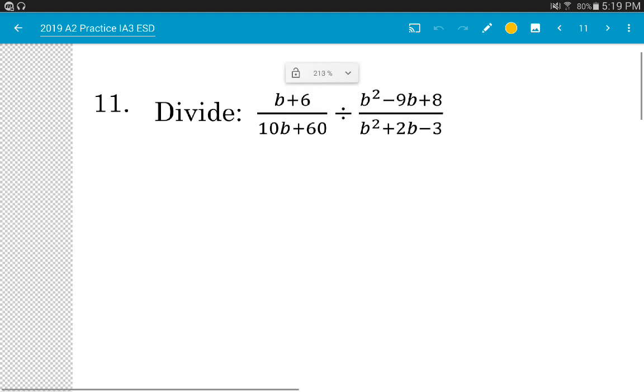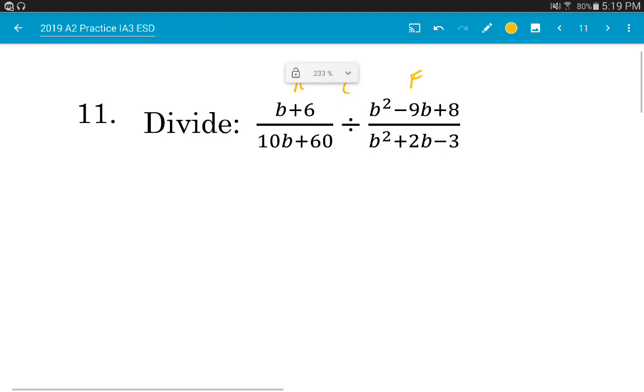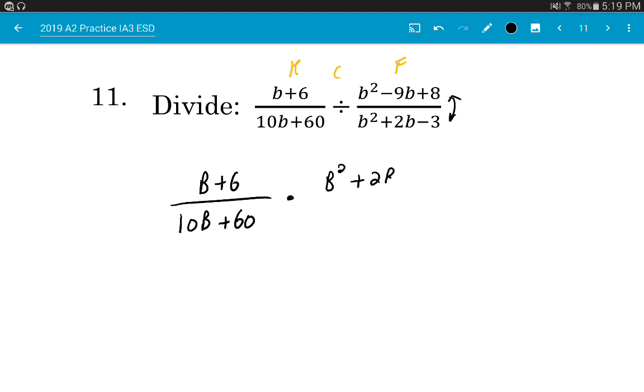And a question like number 11 is just like that. The only difference is I need to keep, change, and then flip. So I'll write this all in black first. I'm going to keep the b plus 6 over 10b plus 60. Change the multiplication, and I'm going to flip this fraction. I get b squared plus 2b minus 3 over b squared minus 9b plus 8.